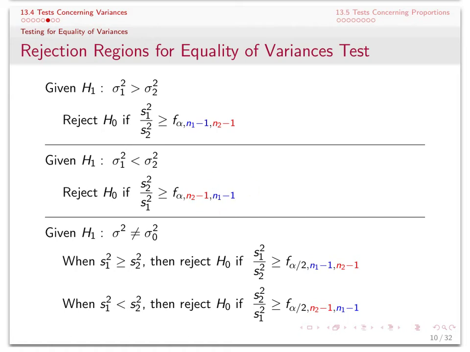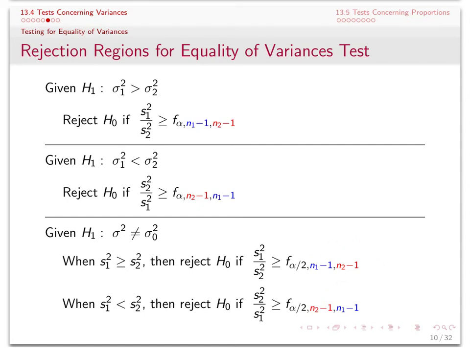In the case that we have a two-tailed test, we have to decide which scenario we're working with. Is the sample variance from the first population greater than or equal to that for the sample variance for the second? If so, then we're going to reject the null hypothesis if our test statistic S1 squared over S2 squared is greater than the critical value for the F distribution where we have an area of alpha over 2 to the right, with n1 minus 1 numerator degrees of freedom and n2 minus 1 denominator degrees of freedom.